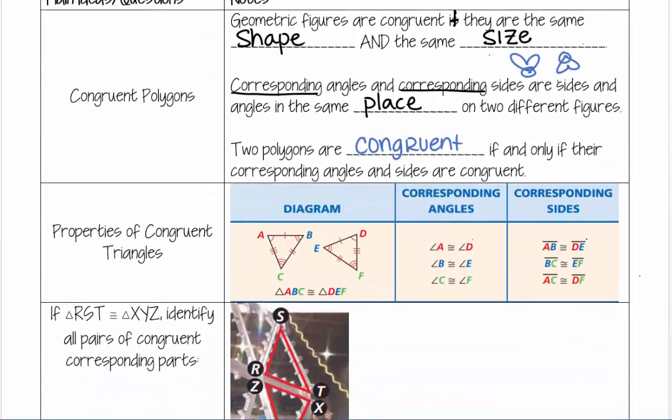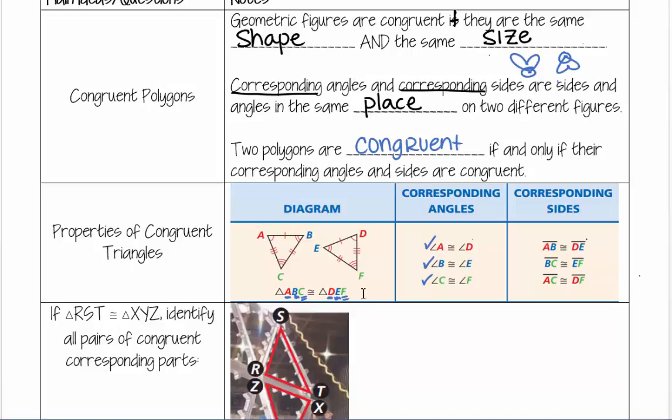So if I give you these two triangles here, if I tell you that they are congruent, ABC is congruent to DEF, then you know several things. You know the angles in the same spot are congruent. So angle A and angle D are both first, those are congruent. Angle B and angle E are in the middle, those are both congruent. And then we got C and F on the end, those are both congruent.